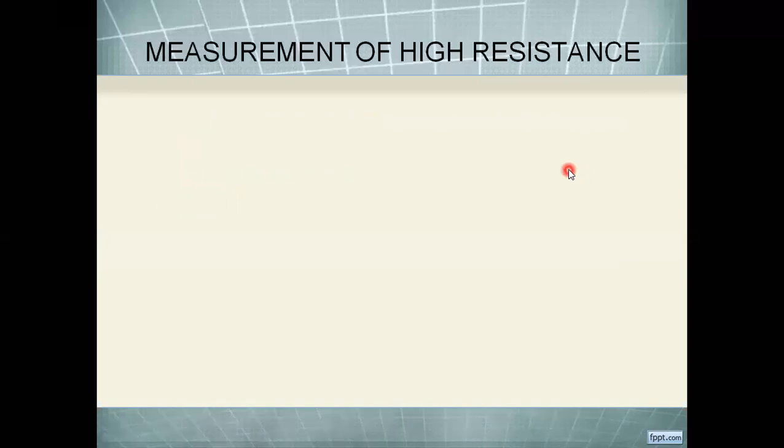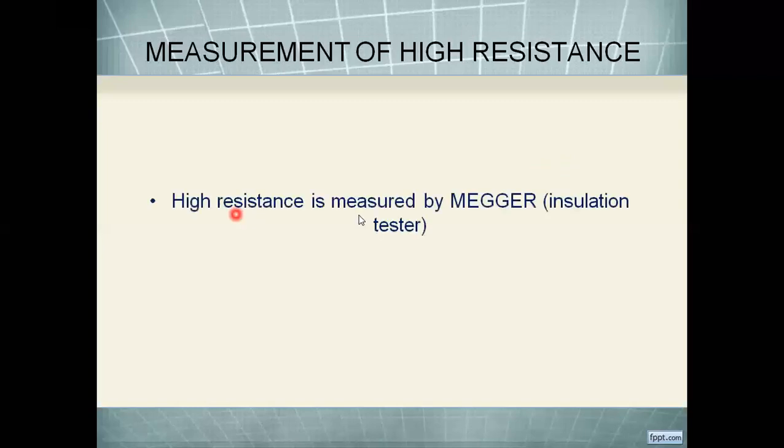Then how do we measure high resistance? High resistance is measured by a Megger. This is also called an insulation tester. So we use a Megger to measure resistances more than 100 kilo ohms.